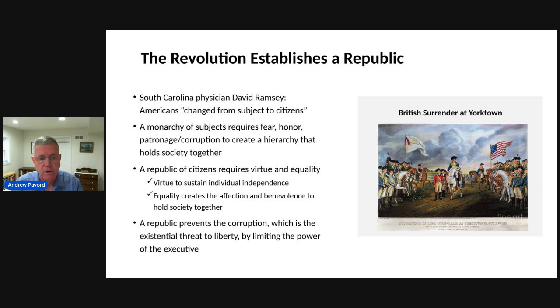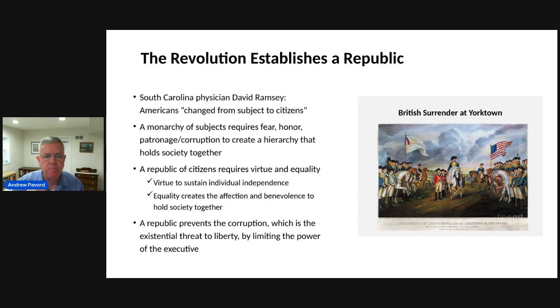And also there was an idea that Americans, at least white men, now remember, it's about white men at this point in our history, that equality would create the affection and benevolence to hold society together, that equals could have sympathy and work together, and that rather than a hierarchy of fear and honor and corruption, this would be a more solid basis for American society.